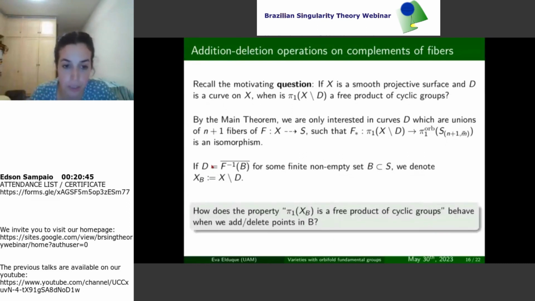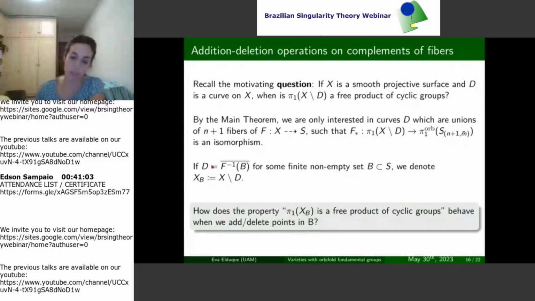The next question is, okay, since you're essentially only looking at fibers in this setting, what happens when you add or delete fibers? If you add or delete points in the base, then you end up with a curve that has more or fewer fibers. Is the fundamental group still going to be a free product of cyclic groups? So that's the question now.